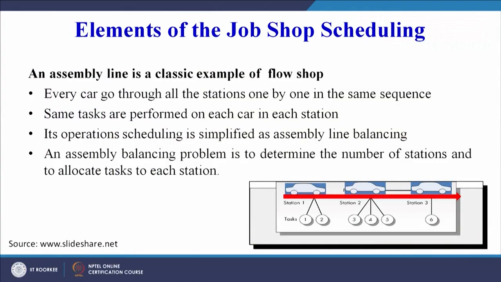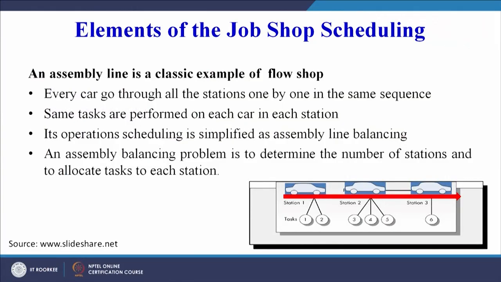So based on this, we can frame a set of rules or criteria which can help us to achieve our major objectives. Now, elements of job shop scheduling: an assembly line is an example of the flow shop, where we start our assembly from one end of the line and the final product comes out from the other end.